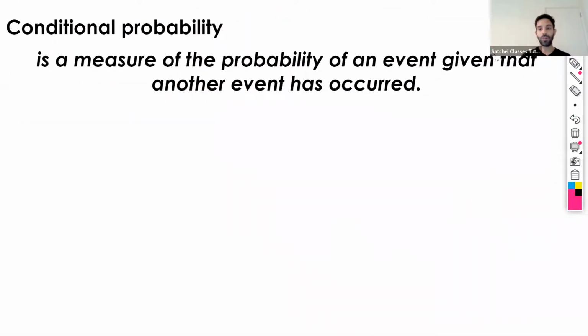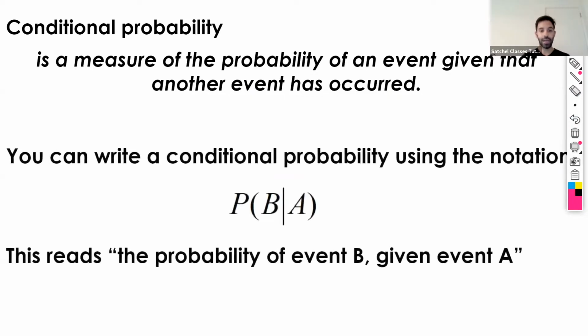However, we also have conditional probability. So conditional probability is a measure of the probability of an event given that another event has already occurred. And we would write this as P(B|A). So what this means is the probability of B given that A has occurred. And so this is the notation. Now let's do an example then.